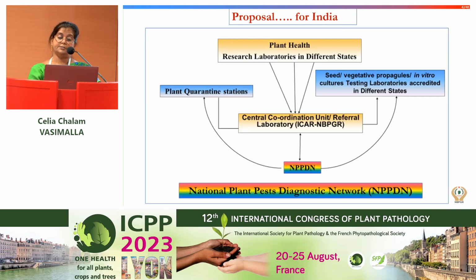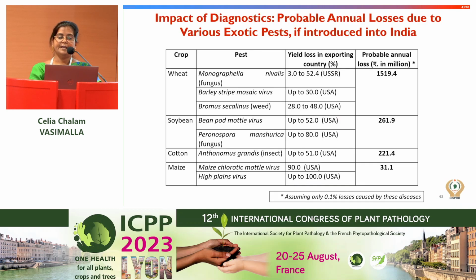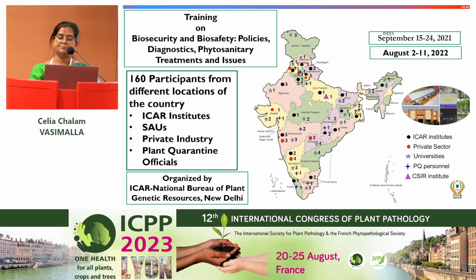And in future, this is only a proposal. We have been giving this proposal for the past 10 years. India would like to have the National Plant Pest Diagnostic Network in line with the US and Australia. When we have the system in place for tissue culture or GMOs, we are hopeful one day India will have this. And we conduct the training programs, as Safaa has already mentioned, for both customs officials and plant quarantine officials also, apart from the scientists, because in India, the customs have the search and seize power, not the plant quarantine.